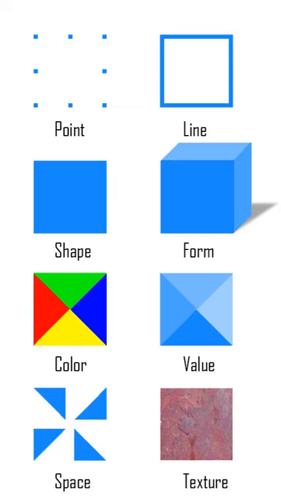Line. Line is an element of art defined by a point moving in space. Lines can be vertical, horizontal, diagonal or curved. They can be any width or texture. And can be continuous, implied, or broken.